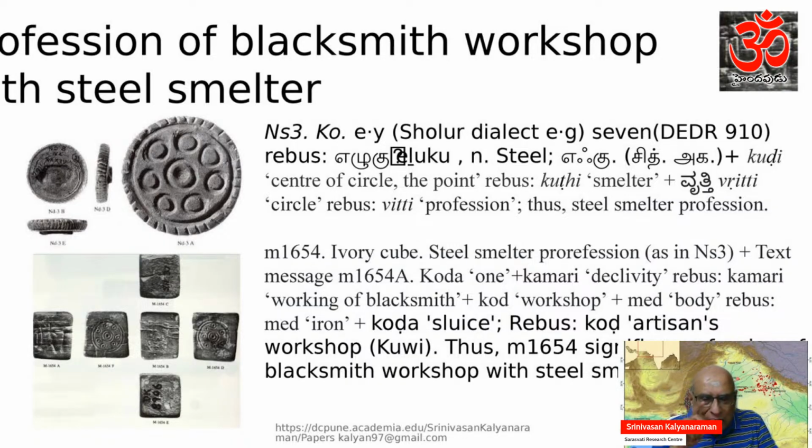M1654, an ivory cube showing these dotted circles, shows the steel smelter profession. As in the description, with the text message, Koda 1 plus Kamari declivity, rebus, Kamari working of blacksmith, plus Koda workshop, Koda 1 workshop, med body, med iron, Koda sluice, artisans workshop. Thus the entire description M1654 signifies blacksmith workshop with steel smelter professional. That is the significance of the dotted circle. Dotted circle also can be read as Kani, Kana, a drop. Kana means wealth, goods, possessions, wealth.